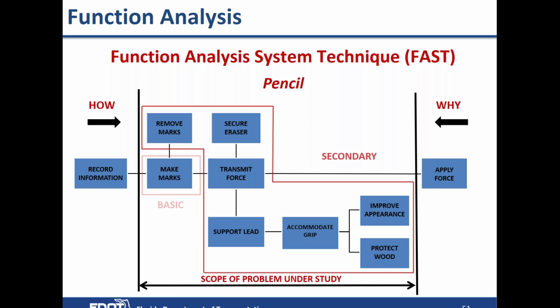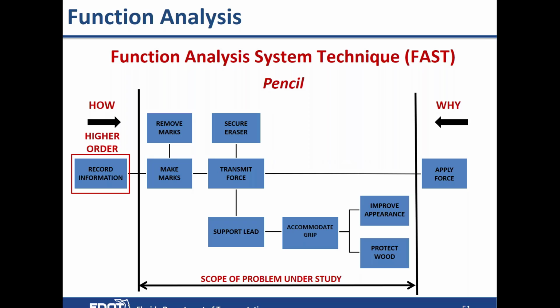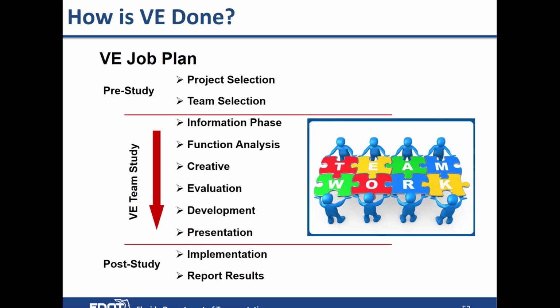So as I mentioned, basic function was to make marks. All the rest of them are really secondary functions. Record information is your higher order. So why do you make marks or record information? And then the lower order was applied force. So that was function analysis.